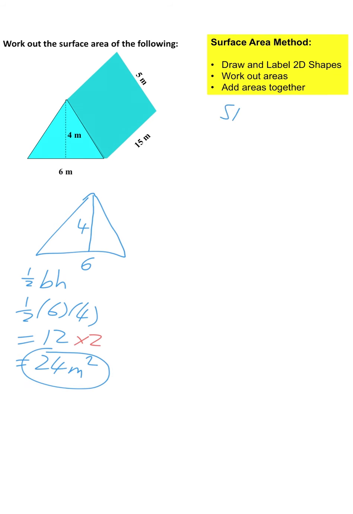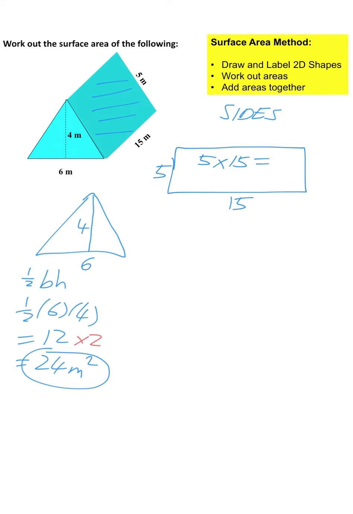Okay, so now for the sides. So this bit here, I'm going to have 15 and 5. So 5 times 15 is 75. And then in this one, the right side is the same as the left side. So 75 times 2 is 150 meters squared.